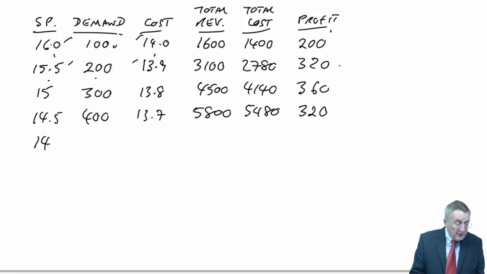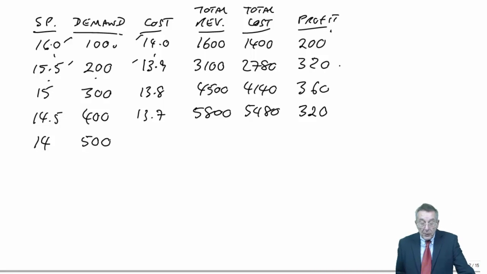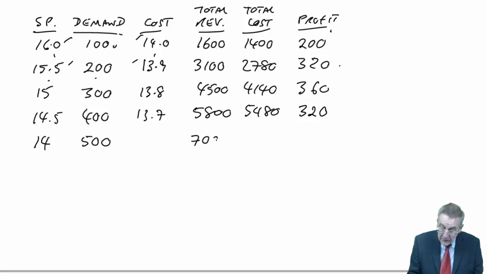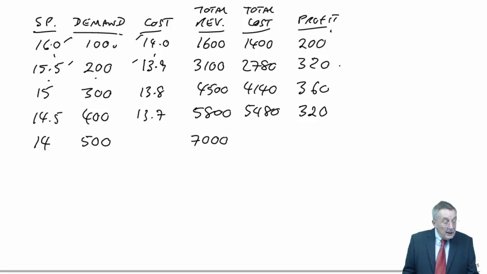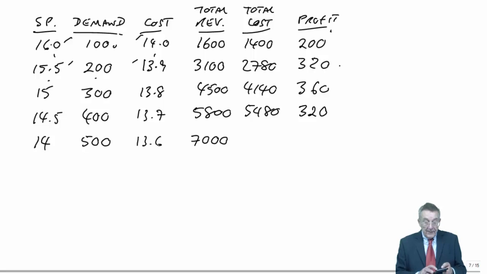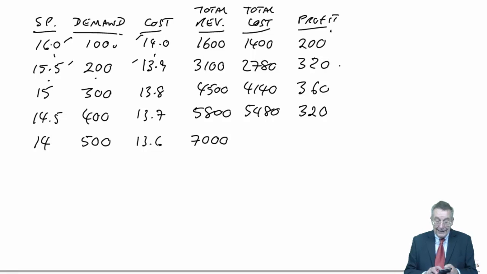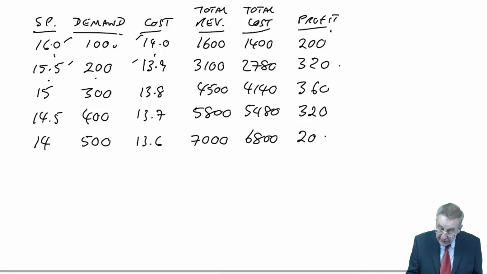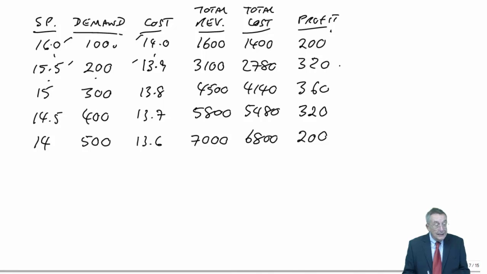There's not much left. So drop to 14, we'll sell 500. So the revenue goes up to 7,000. The cost per unit, reduce 500, goes down to 13.6. So total cost is 6.8. The profit drops to 200.